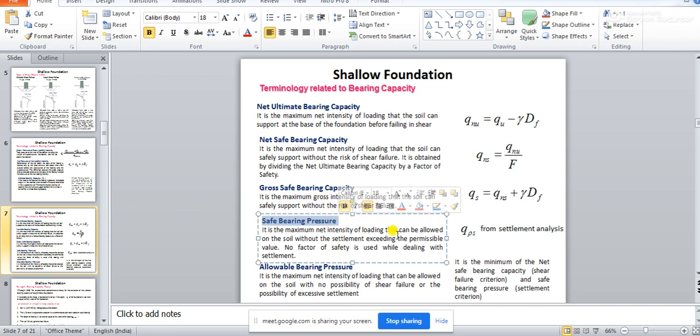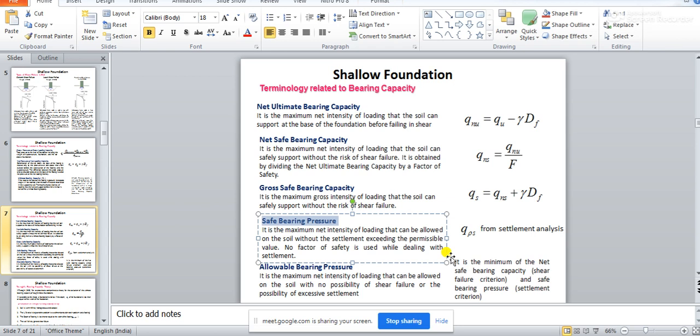See, initially when we started our discussion, I was emphasizing 2 points, that soil can fail by shear failure as well as it can fail by settlement failure. So, you need to consider the failure effect by both of them, that is shear failure and settlement failure. So, your foundation should be such that it should not fail in shear as well as it should not fail by settlement. So, this safe bearing pressure is a term which will be assigned to that settlement failure.